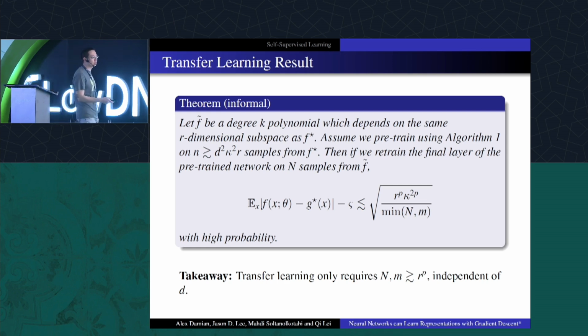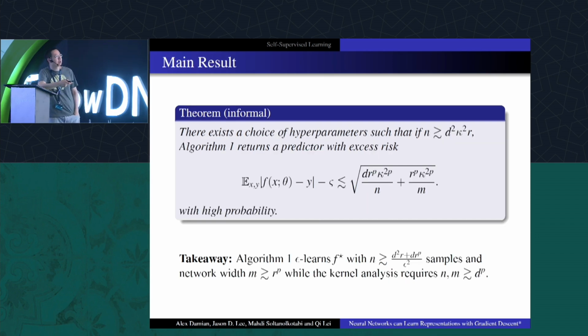So the transfer learning only requires samples and width r to the p, independent of the width. The point here is you're completely independent of width. And in the pre-training, the dependence on the width is a fixed polynomial. It's never d to the p. It's like d or d squared. And actually, I'll talk about later how to make it linear in d. Okay.